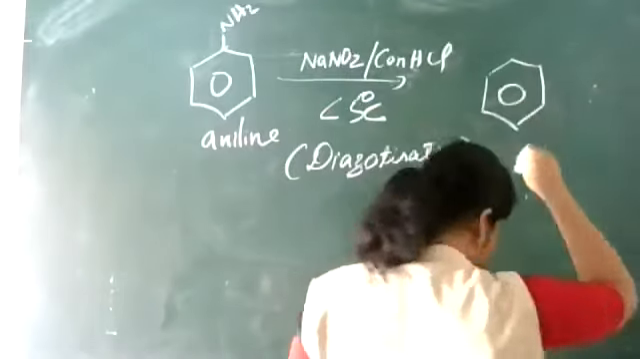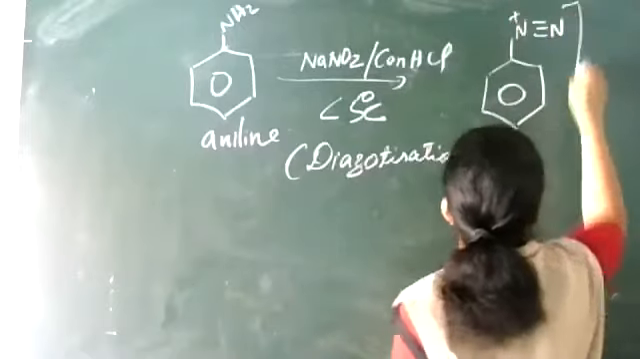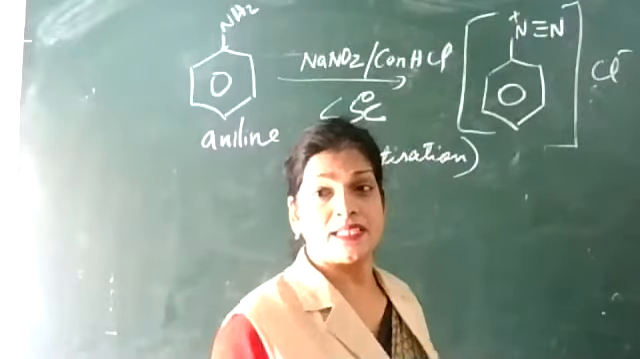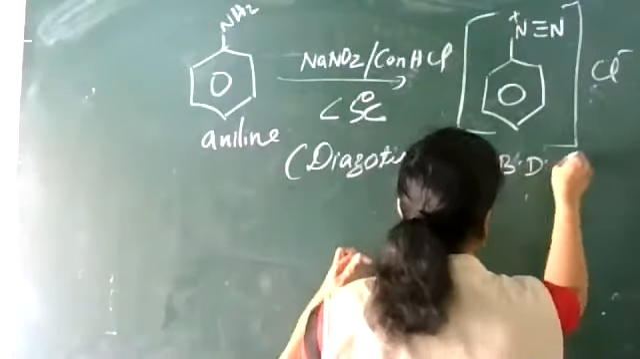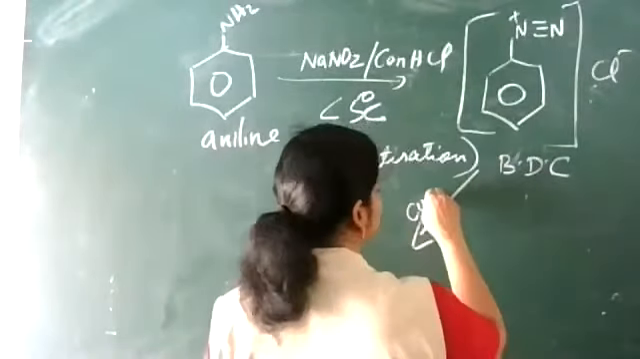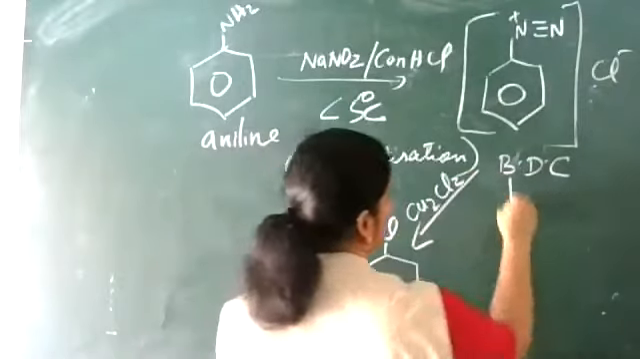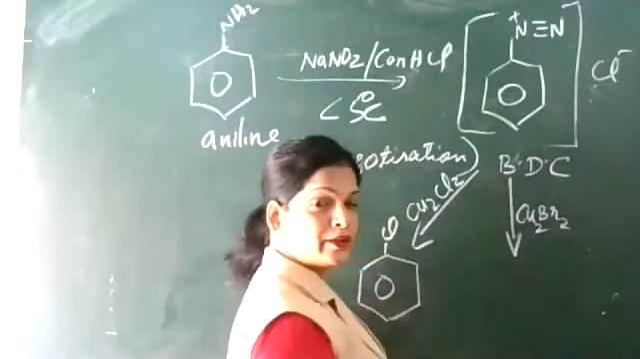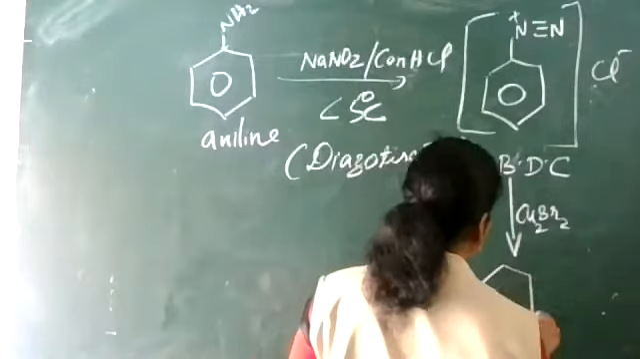Benzene diazonium chloride, N triple bond N, this is positive, and chloride is the counter ion. So we call it benzene diazonium chloride. From this, by taking first chloride, Cu2Cl2 gives chlorobenzene. Also we have Cu2Br2, this is a dimer. It gives bromobenzene.